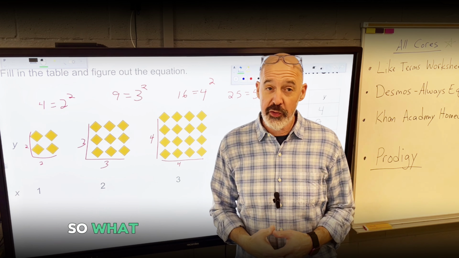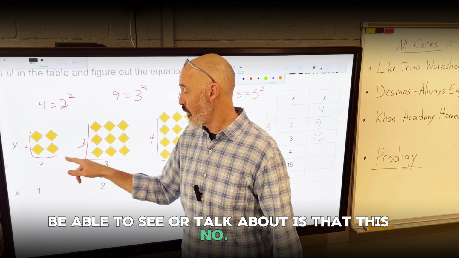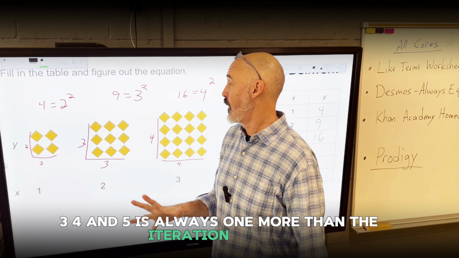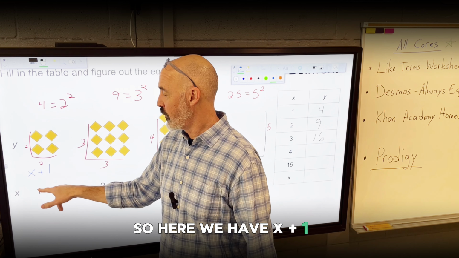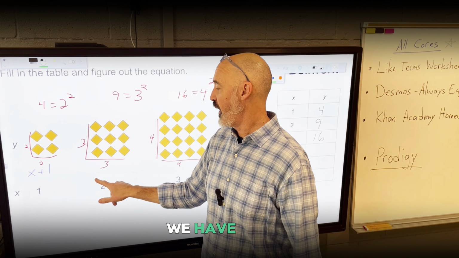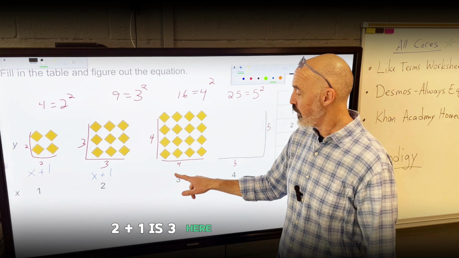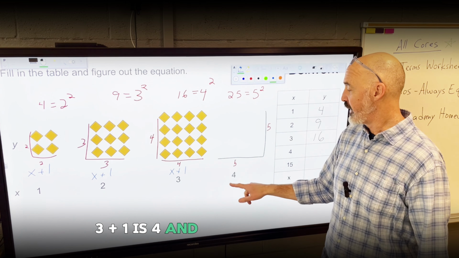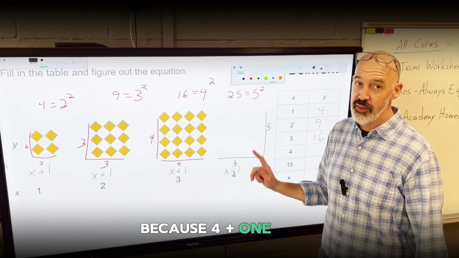Okay, so how do those numbers 2, 3, 4, and then 5 relate to the iteration number? So what your kids should hopefully be able to see or talk about is that this number 2, 3, 4, and 5 is always one more than the iteration number. So here we have x plus 1. 1 plus 1 is 2. Here we have x plus 1. 2 plus 1 is 3. Here we have x plus 1. 3 plus 1 is 4. And it continues here. We have x plus 1 because 4 plus 1 is 5.